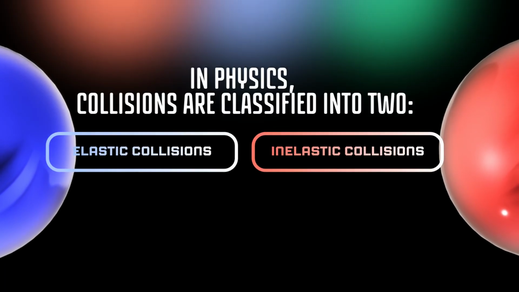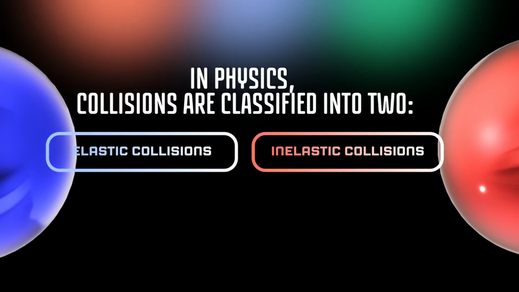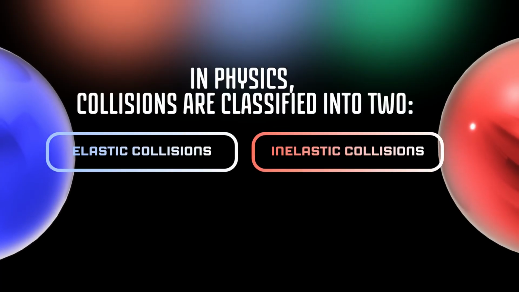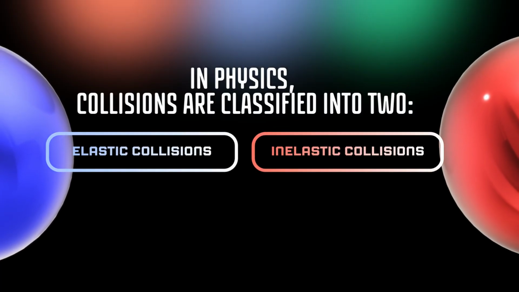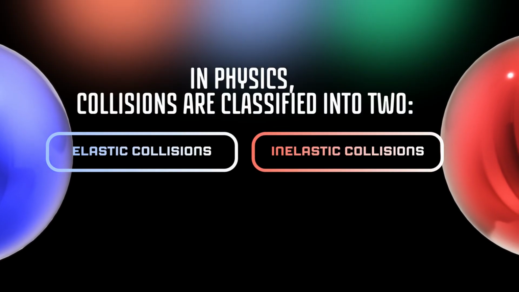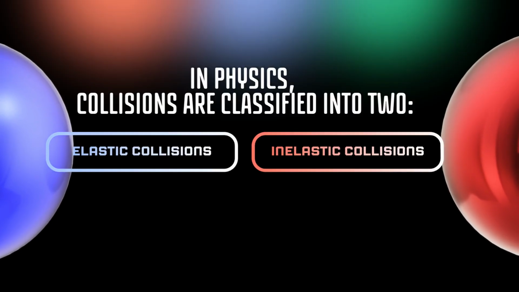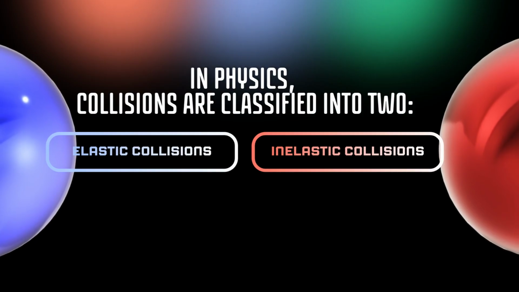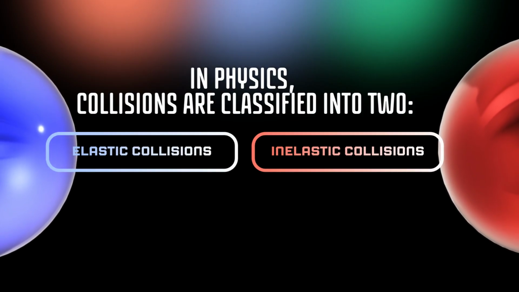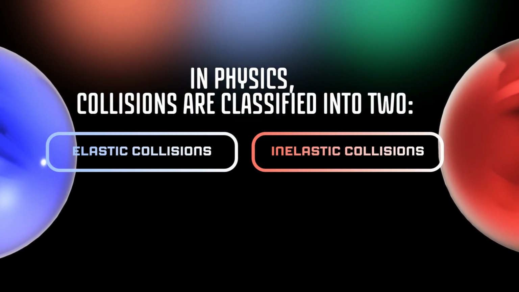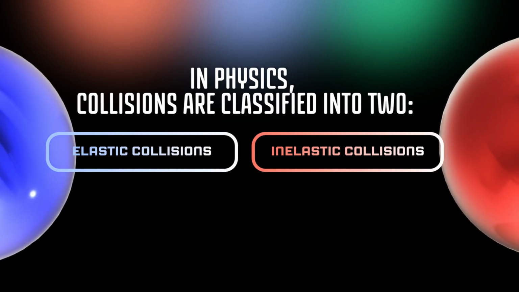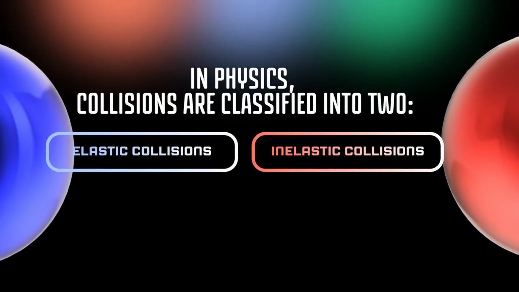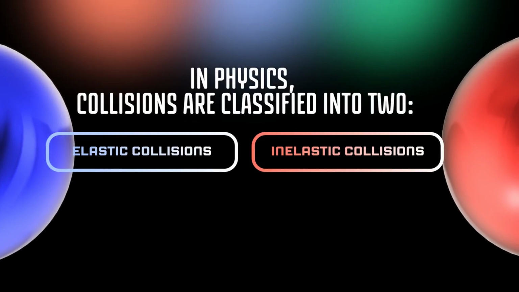First, elastic collisions. In an elastic collision, both momentum and kinetic energy are conserved. This means that after the collision, the total momentum and the total kinetic energy of the system remain the same as they were before the collision. Imagine two billiard balls striking each other and bouncing off. They are a classic example of an elastic collision.